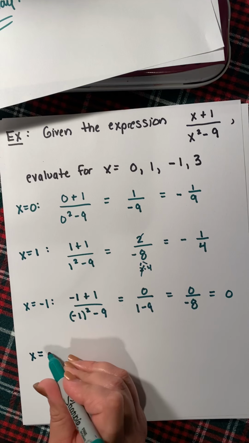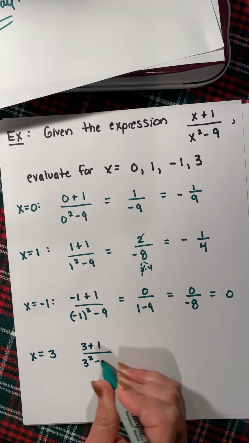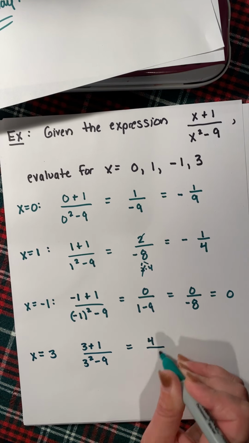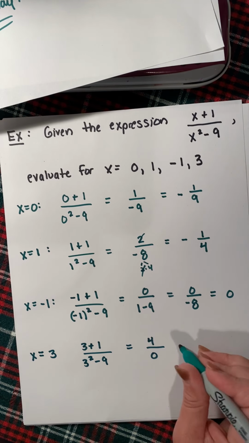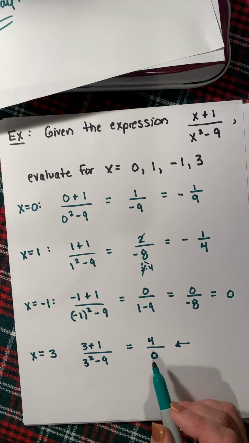All right, last one, 3. We're going to get 3 plus 1 all over 3 squared minus 9. We're going to get 4 over 0. Okay, we're not allowed to have 0 in the denominator. 4 divided by 0 is undefined.